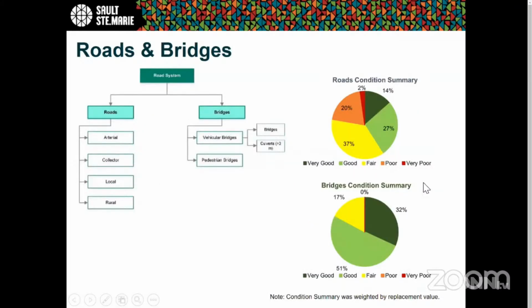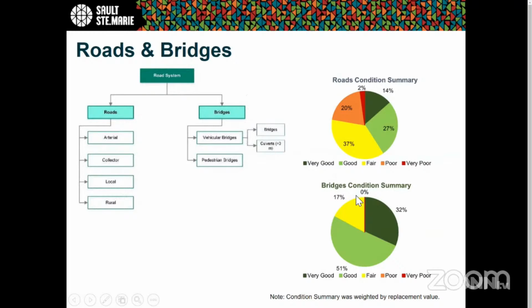On to our roads and bridges. It's a little different story. So when we're looking at our road system, we have our arterial, collector, local, and rural roads, as well as just under 1,200 lane kilometers of roads maintained in the city. We have bridges. There's 49 bridges, I believe, of pedestrian and vehicular bridges.